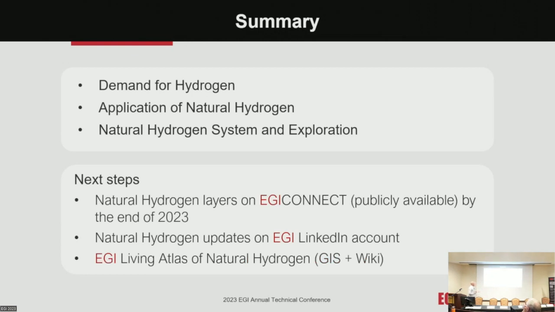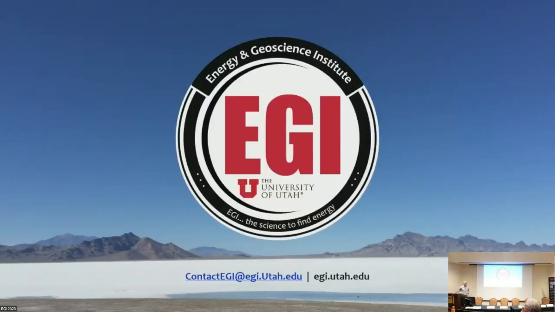Then after that is an EGI Living Atlas of Natural Hydrogen. This is what I want to do before things get out of control, because as you've seen, public interest is really increasing, and we can expect that there will be hundreds of publications next year. So before that happens, I want to have a place where people can come and check. So yeah, these are our next steps. Thank you.